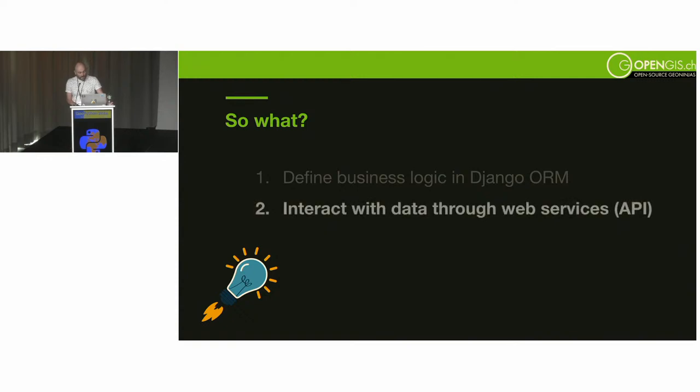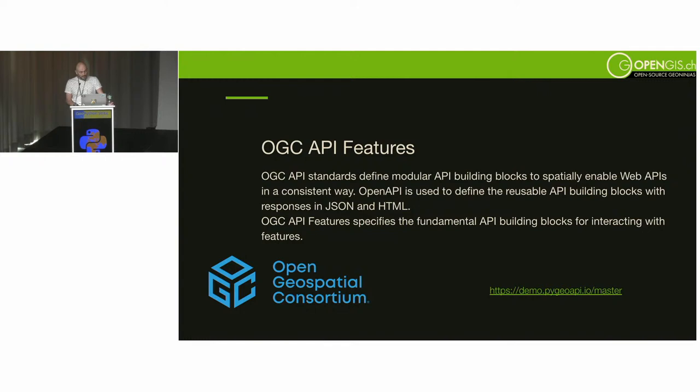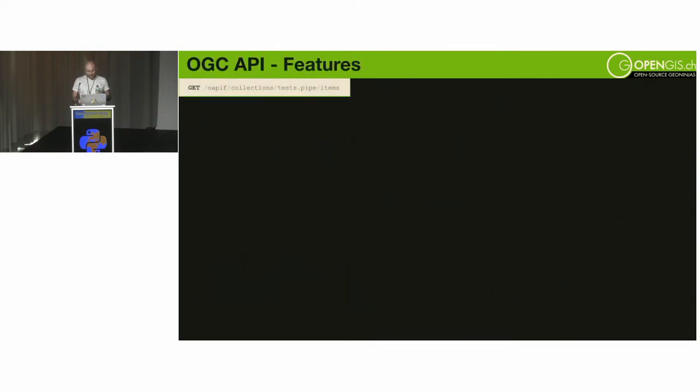So now interact with the data through web services, because we don't want to play with the shell for our application. So the idea is to use OGC API Features. That's the OGC API standards for building blocks, special blocks. And we'll use the features one. All OGC API standards are built on top of OpenAPI, and the OGC API Features is the one for interacting with features.